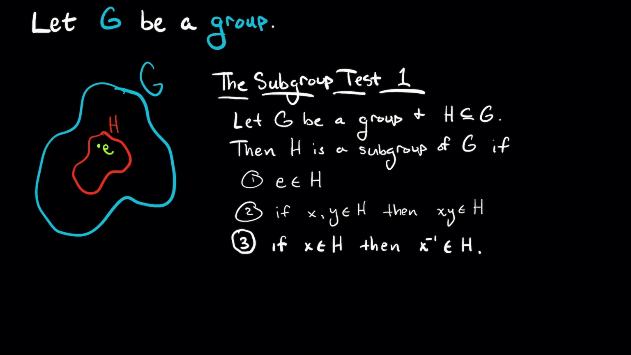I'll quickly sketch out what these mean. 1, the identity lives in H. 2, if X and Y each live in H, their product can't live outside, it must live inside H. And 3, if X is in H, its inverse can't live outside H, it must live inside H.